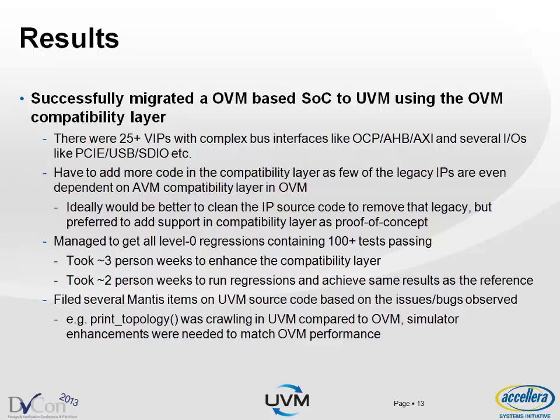After doing all those changes, that brings me back to the results. So we were able to successfully migrate an OVM SoC, which was a purely OVM-based SoC, to UVM using the compatibility layer. There are about 25 plus VIPs, and they have very complex bus interfaces like OCP, AHB, AXI, and a lot of IOs like PCIe, USB, and SDIO, etc. And we had to add more code in our compatibility layer, as a few of our legacy IPs are even dependent on the OVM compatibility layer.